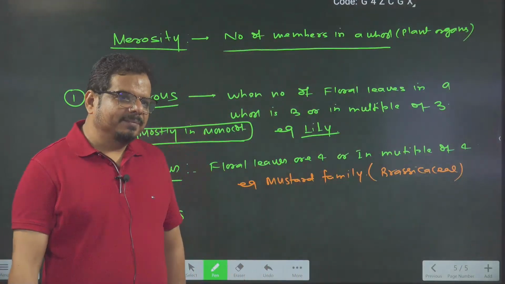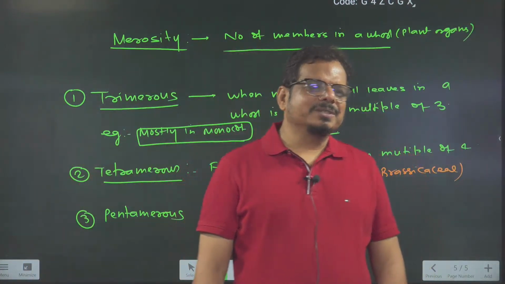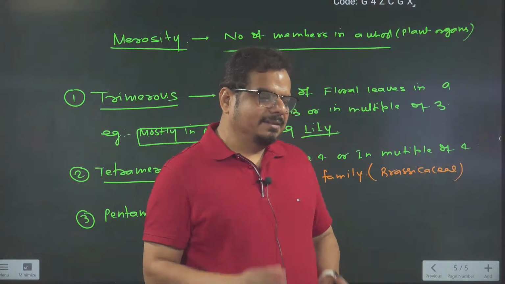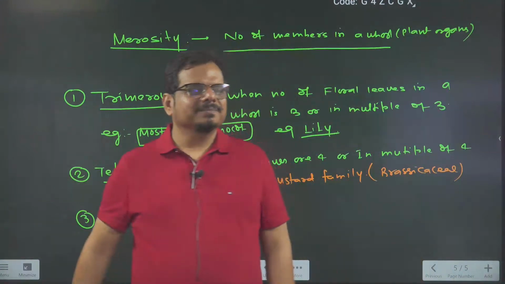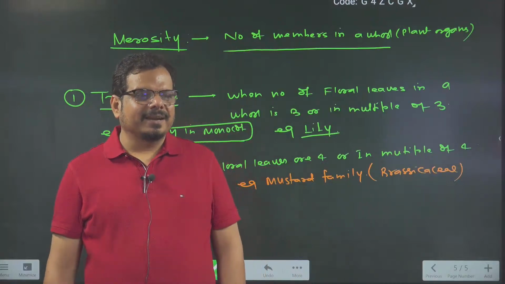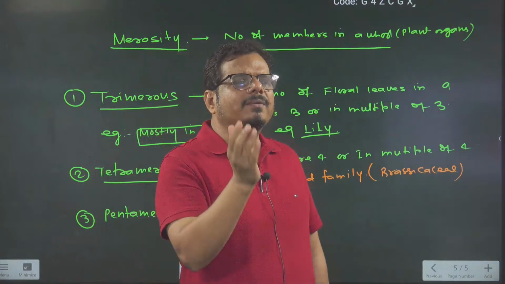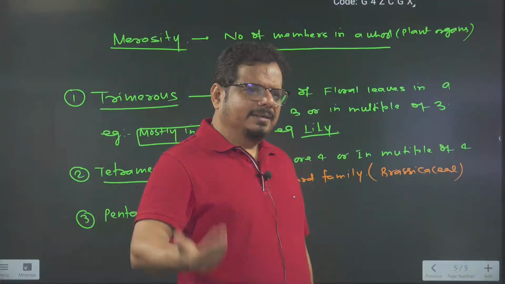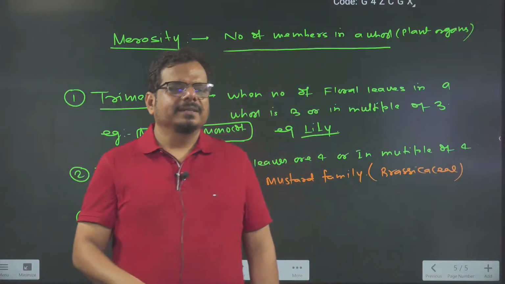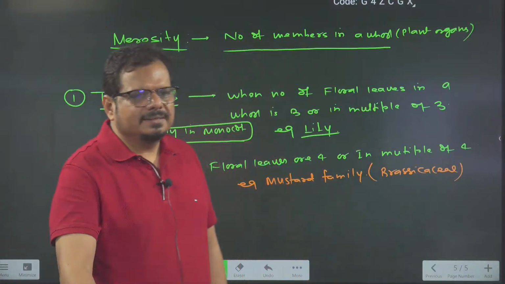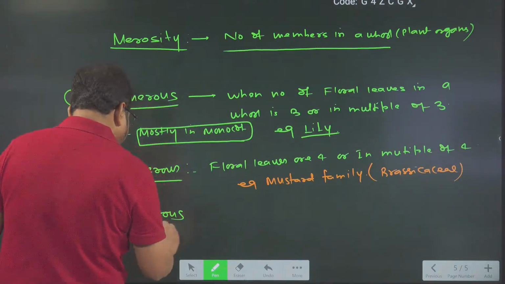Many times students come up with a question. Suppose I am teaching a first year student, they will ask, sir, 4 threes are 12 and 3 fours are 12, so do we consider it trimerous or tetramerous? If any floral whorl has 12, then we look at the other whorls. If it is 3, we consider it trimerous. If it is 4, we consider it tetramerous. Did you get the idea? Now we are going to talk about pentamerous.